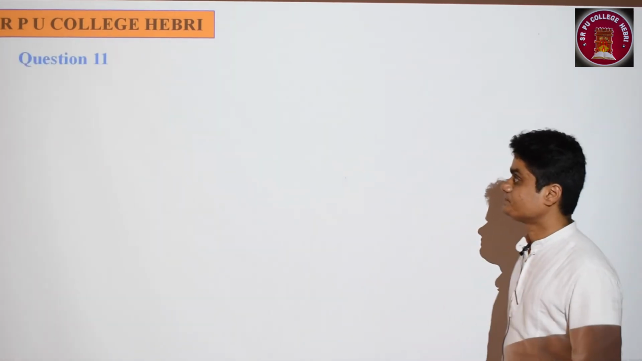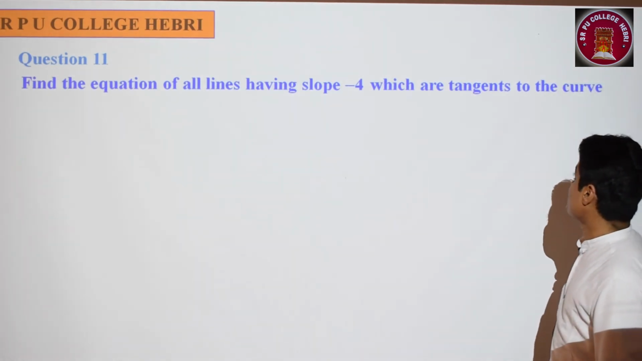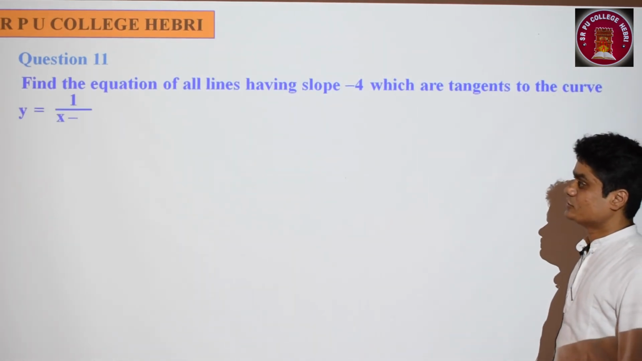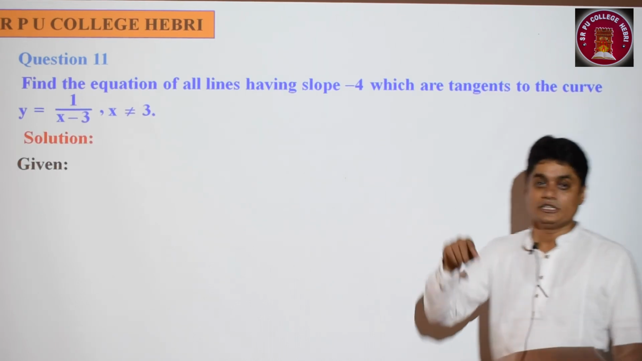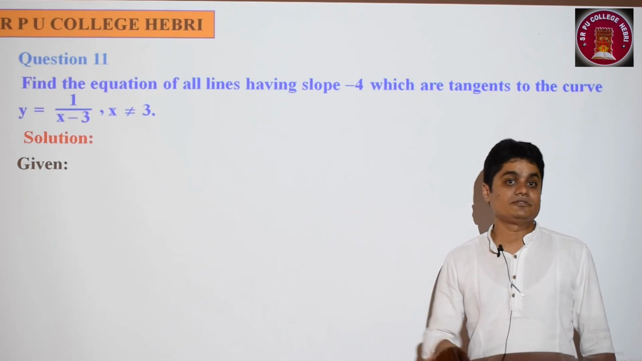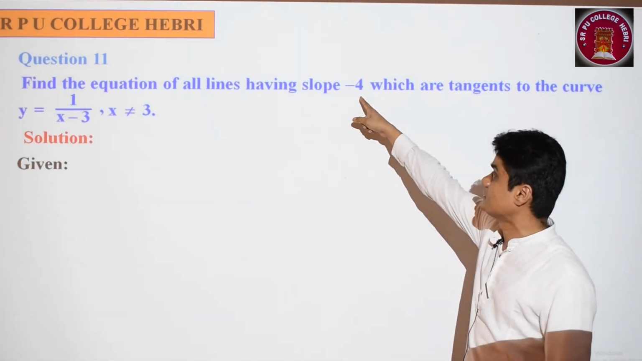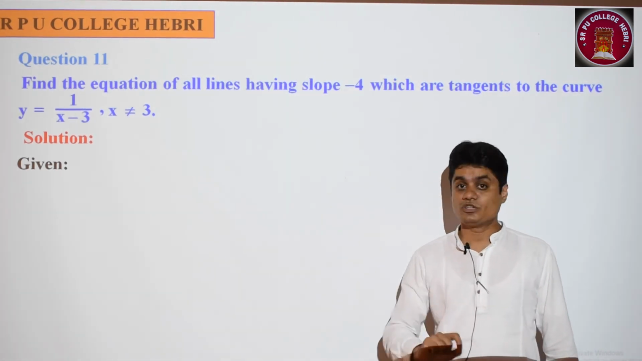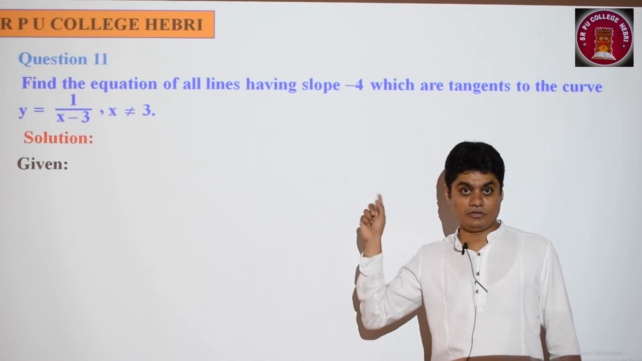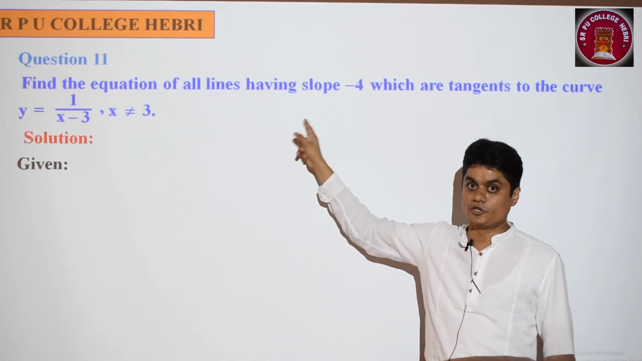So next question. Find the equation of all lines having slope minus 1 which are tangent to the curve y is equal to 1 by (x minus 3) where x is not equal to 3. This is similar to the previous question, so this will be for homework. Similar type, only the slope is minus 1 and the curve is 1 by (x minus 3) instead of 1 by (x minus 1). So I'm not going to work it out. Just note it down. This is visible, but the solution is not visible for you, so please work it out yourself.